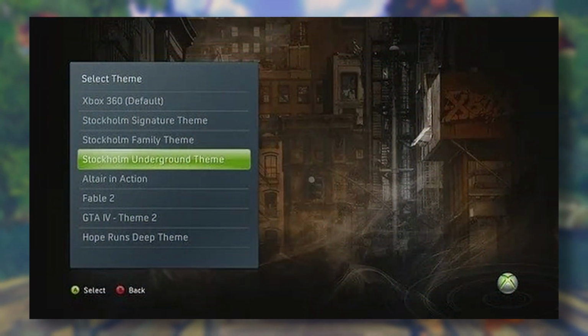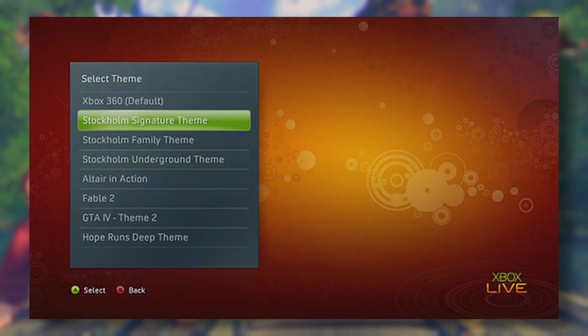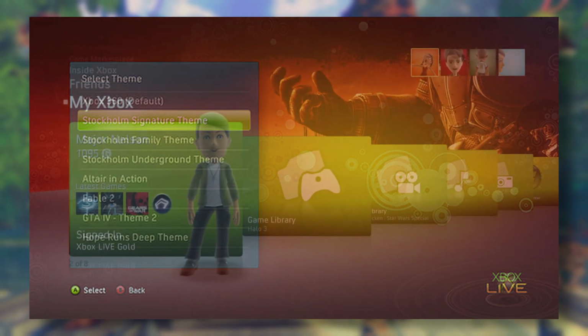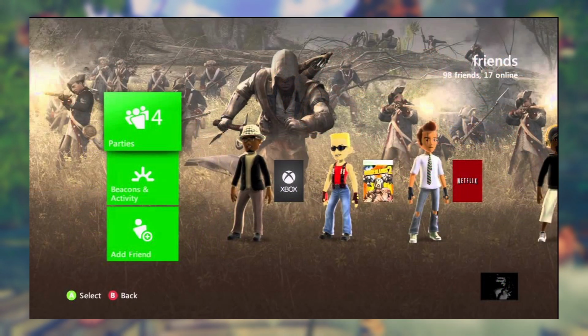A few people that I knew just had one of the default ones, but there were themes for a bunch of games that you could buy. Here's a Gears of War 2 one, and here's an Assassin's Creed 3 one.